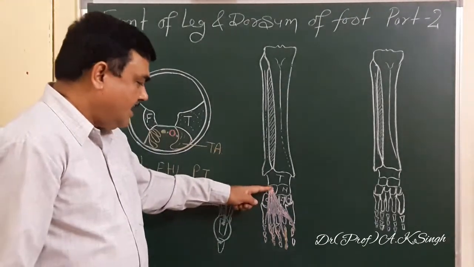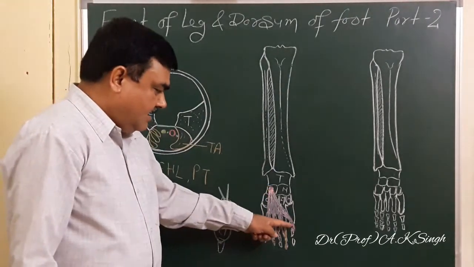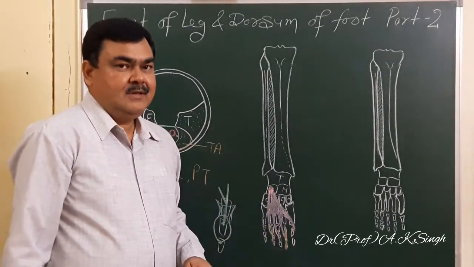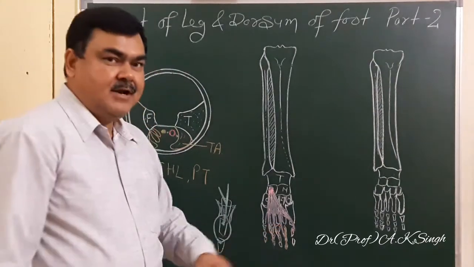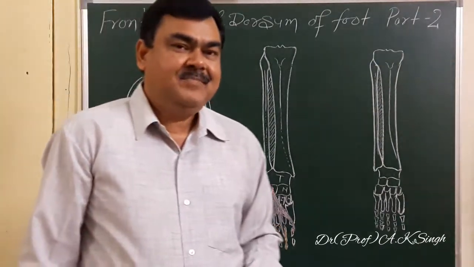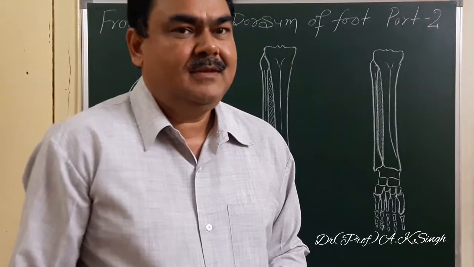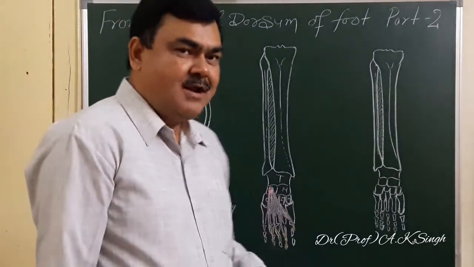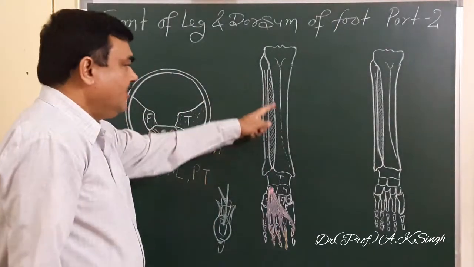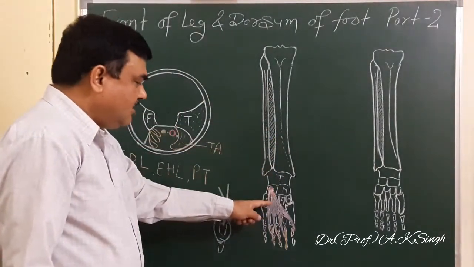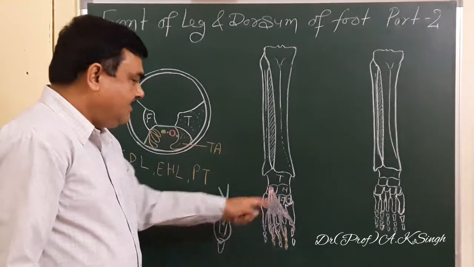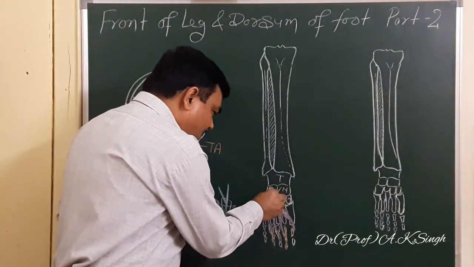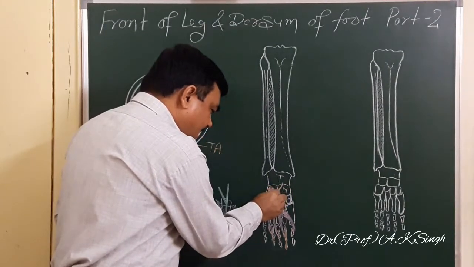So it takes origin from here and inserted on here, here, here. Its action I have already discussed. Nerve supply, it is supplied by lateral branch of deep peroneal nerve. Deep peroneal nerve, the nerve of front of leg. Here it divides into lateral and medial branches. So it gives lateral branch. So it is supplied by lateral branch of deep peroneal nerve. We will discuss detail later.